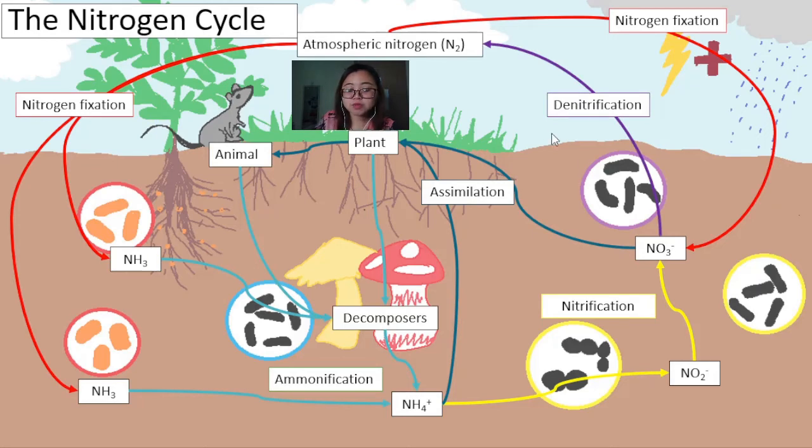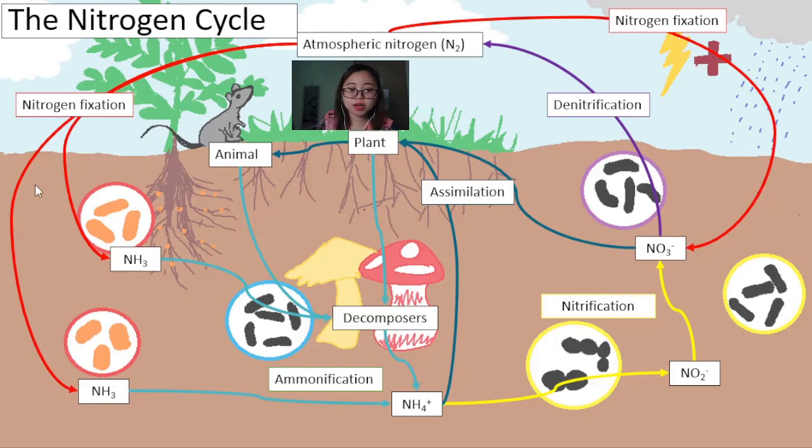And the last process in the nitrogen cycle is denitrification. Kalau ada nitrate yang tidak digunakan, dia mungkin diambil oleh bakteria lain, dan bakteria itu akan membuat denitrification. This is denitrifying bacteria. It's going to take that nitrate and after denitrification, release it back to the atmosphere in the form of nitrogen gas. So, inilah dia punya proses.